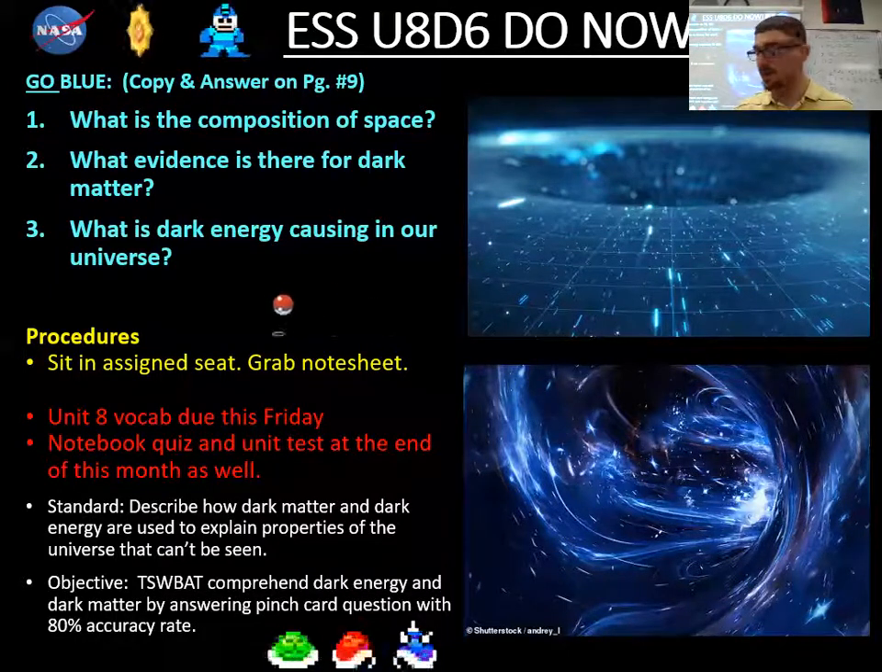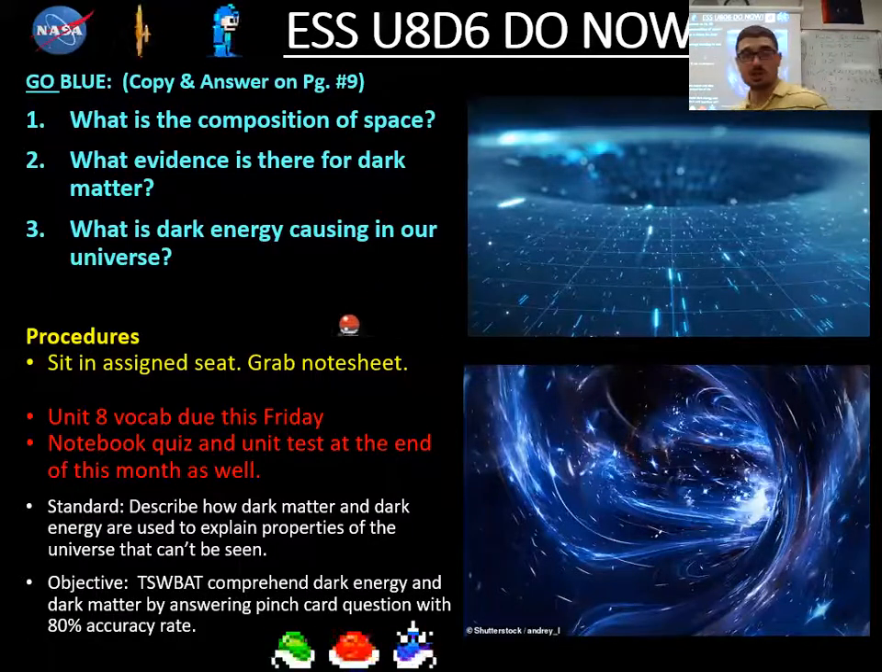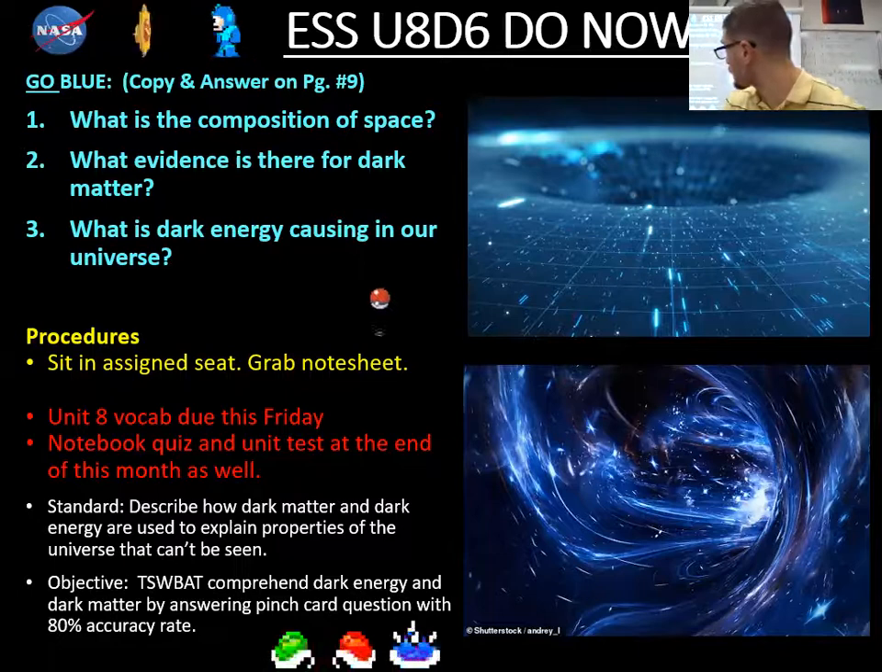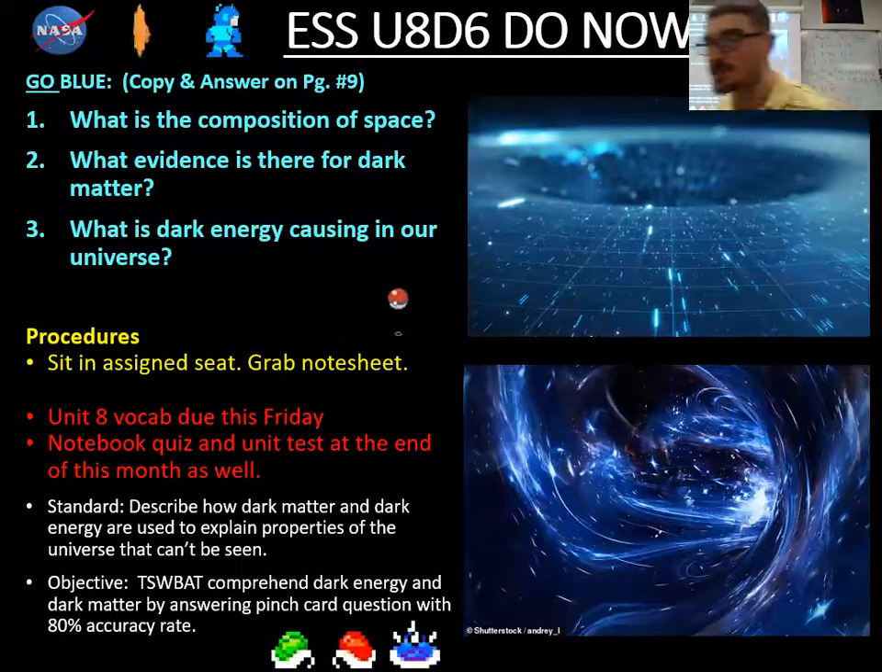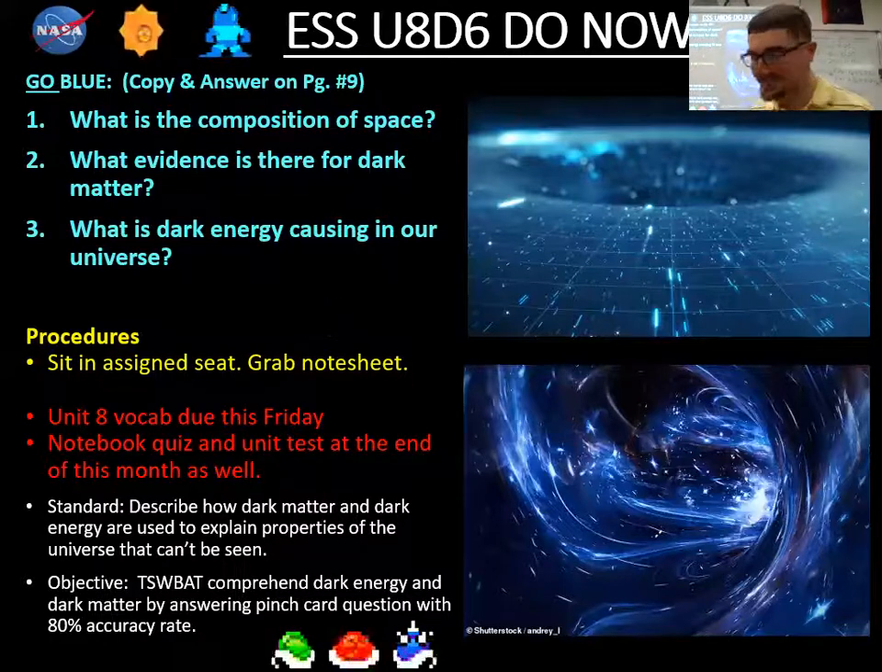And we've been getting into some stuff about dark matter and dark energy as well. So for question number 1, as you can see here, what is the composition of space? Specifically, what is space made up of, right? What does it consist of?